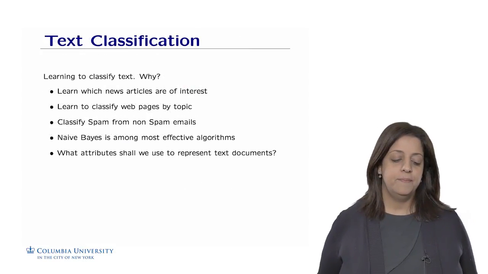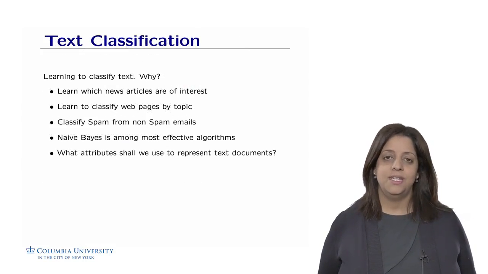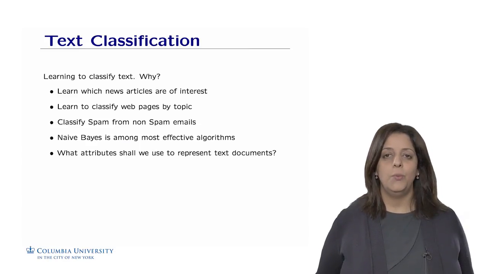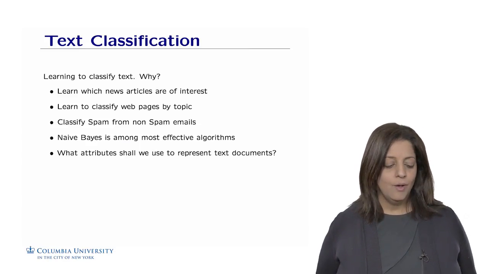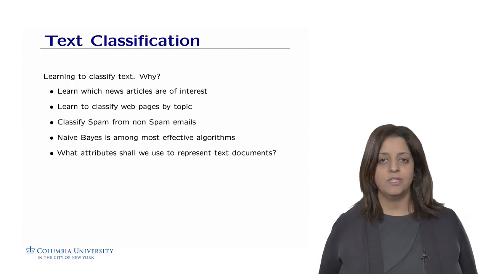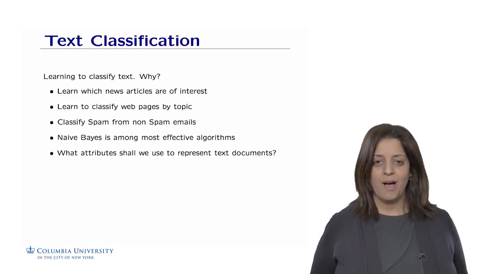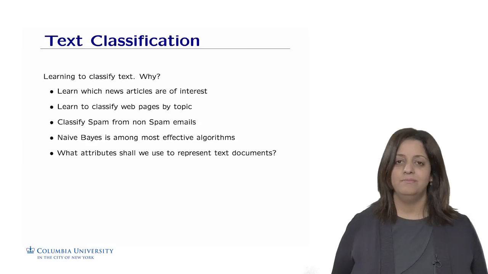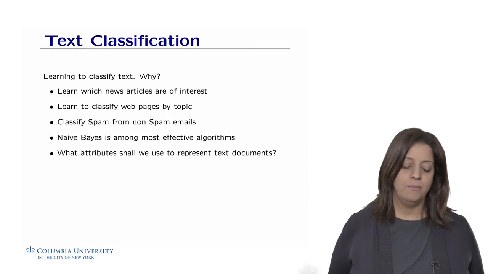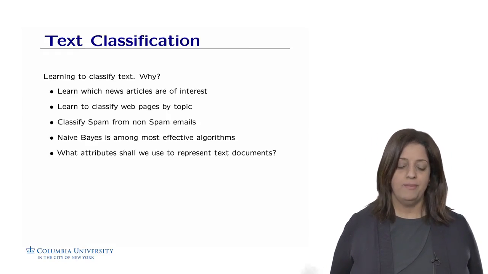So as I said before, naive Bayes classifier is widely used in text classification. So why do we want to classify text to begin with? Yes, we want to classify it because we want to know which news articles to read. We want to know how to classify web pages by topic. We also want to know which of our emails are spam from non-spam. We don't want to see the spam in our inbox. So we are going to deploy some methods that allow us to filter those for us. And as I said, naive Bayes is among the most effective algorithms for spam filtering.